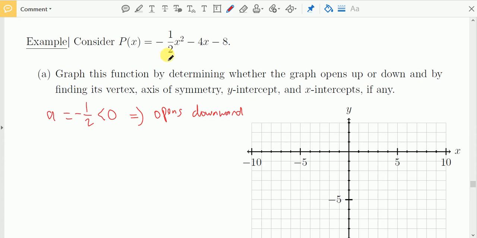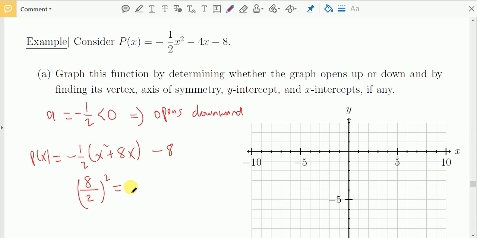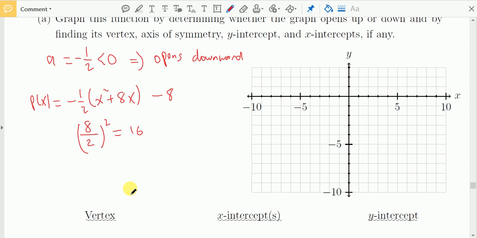First factor out the minus 1/2 term, right? Again, so let's try that. We have minus 1/2 to the outside. You have x squared plus 8x, and you keep the minus 8 on the right side by itself. Now you complete the square of this term. So before that, we take 8, the b term, divided by 2, and then square. That gives you 16.